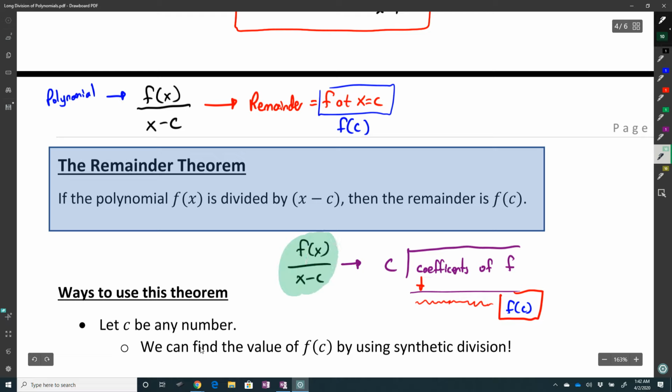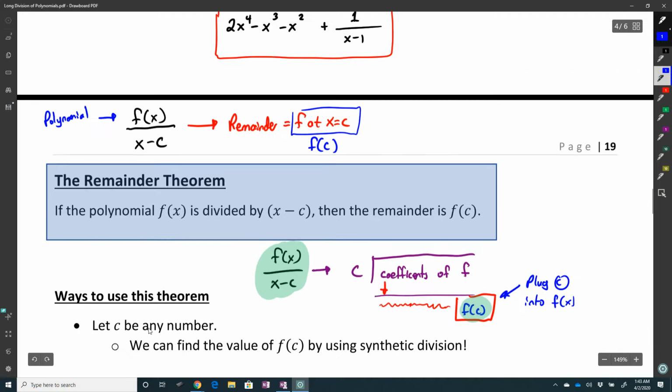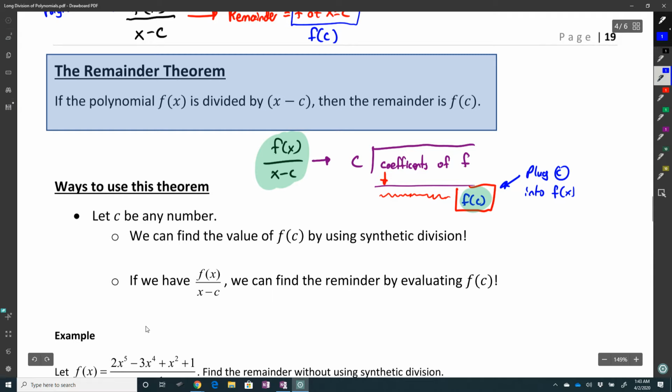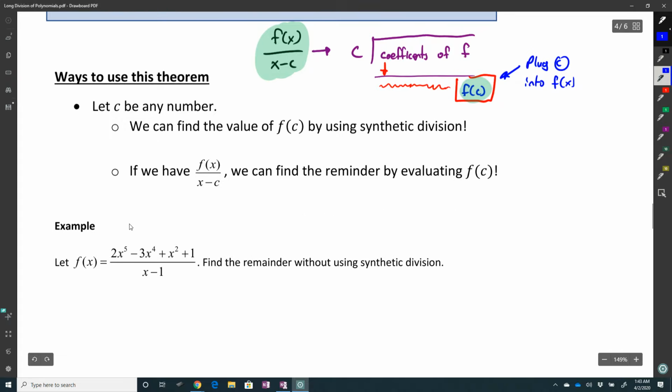If you're given this, you can do synthetic division, and your remainder will be f of c. And remember, f of c just means plug c into f. And f of x is the numerator for this problem. So that's the remainder theorem. Anyway, ways we can use this theorem are, well, let's work at these examples.